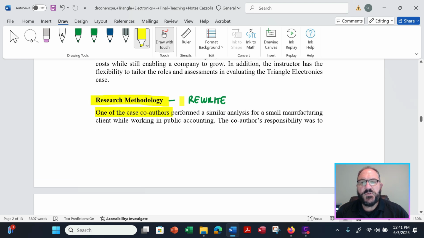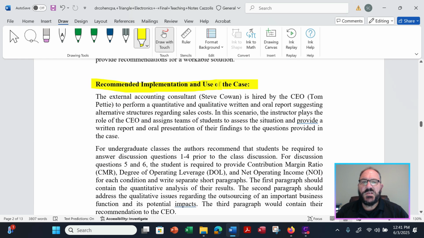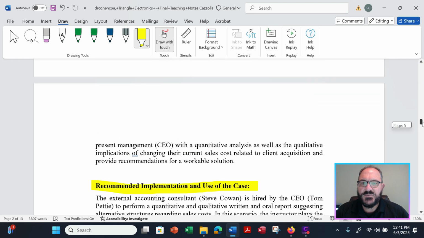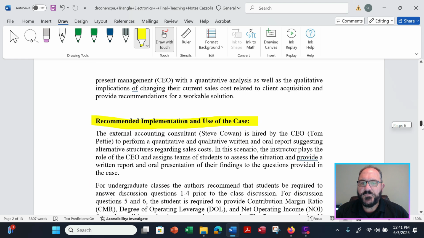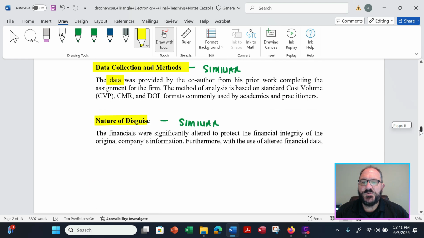Now, the research methodology, again, this is going to be somewhat similar. I actually lived through this. I was the general manager here. So again, one of the co-authors was involved in this. So you can rewrite that. Shouldn't be too difficult. Same thing here, recommended implementation and use of the case. That's basically, how would you suggest a teacher uses this in class? Okay. How would this be used in a classroom?